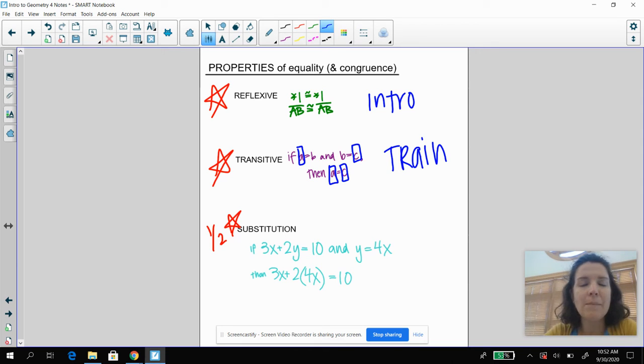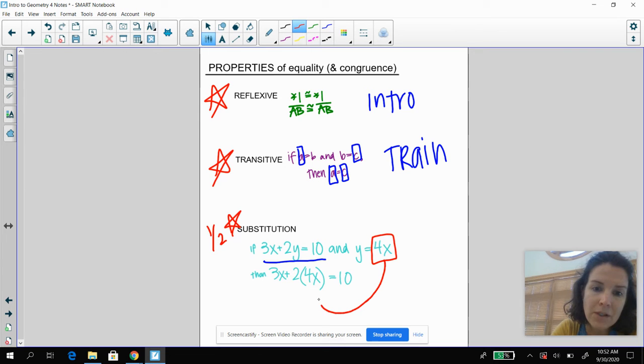And then the last one's substitution. You saw substitution last year in algebra, but this is just when I have a statement like 3x plus 2y equals 10, but I'm also told that y equals 4x. If I substitute in 4x for y, that's the substitution property. Again, we will see this in our proofs. It comes up rarely, but it does come up. It feels sometimes like it's transitivity when it's going to be substitution.